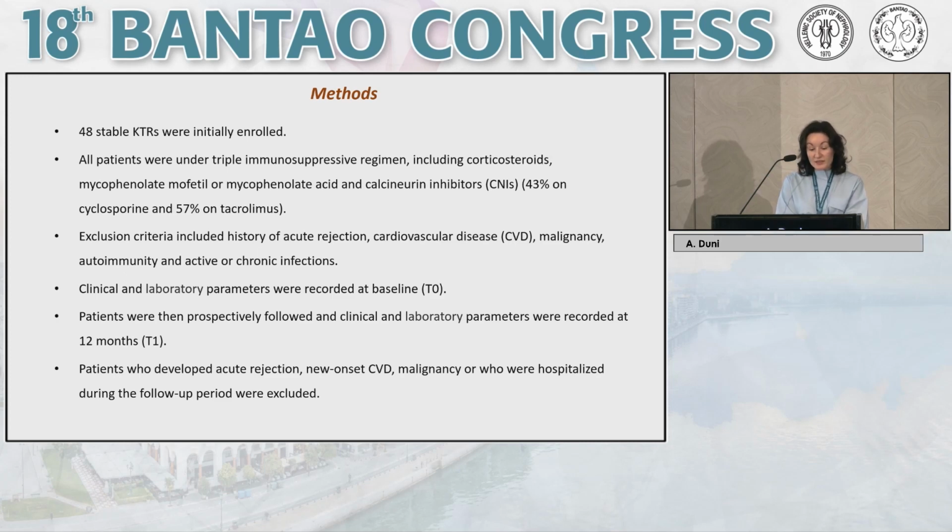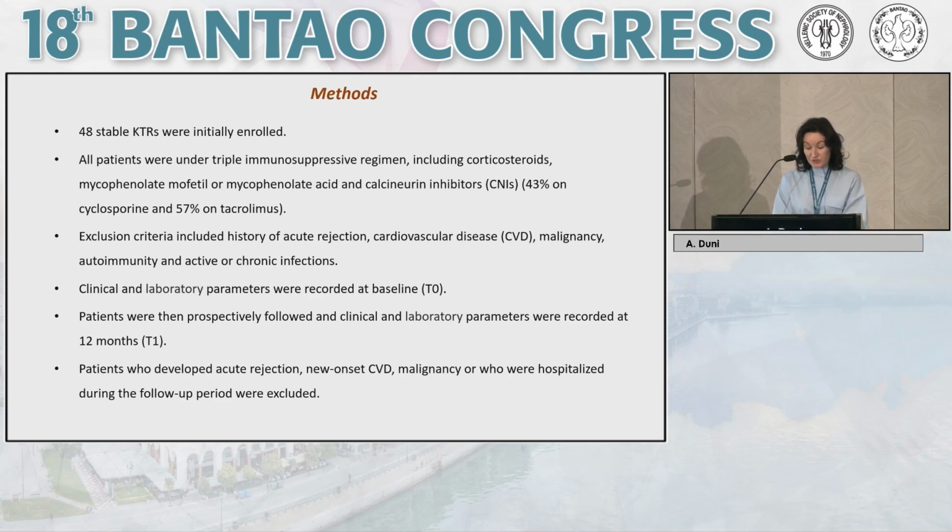All patients were under triple immunosuppressive regimen, including corticosteroids, MMF or MPA, and the calcineurin inhibitor, less than half on cyclosporine and more than half on tacrolimus. Exclusion criteria included history of acute rejection, cardiovascular disease, malignancy, autoimmunity, and active or chronic infections. Clinical and laboratory parameters were recorded at baseline, T0. Patients were then prospectively followed, and clinical and laboratory parameters were recorded at 12 months, T1.